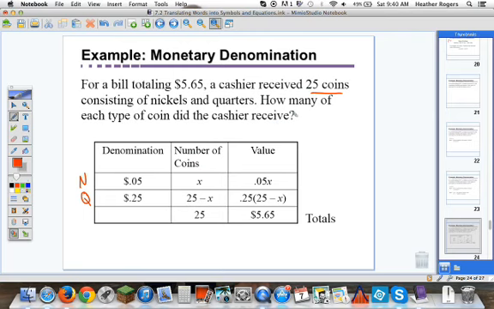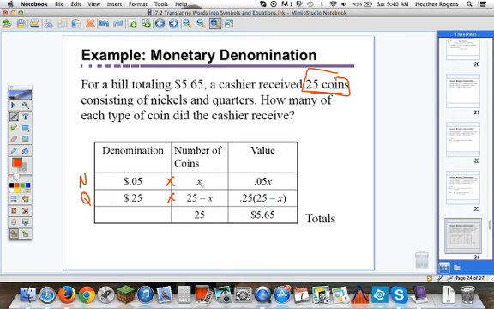Okay? And if we let the nickels be x, then it should make sense that our quarters are going to be 25, the total coins, minus the nickels, minus x. If we assign a variable, x nickels, then our total coins minus the nickels has to be our quarters. Now, again, we take our denomination times the number of coins to get the value. So we took 0.05 times x to get 0.05x. We took 0.25 for the quarters times 25 minus x to get the value of the quarters.